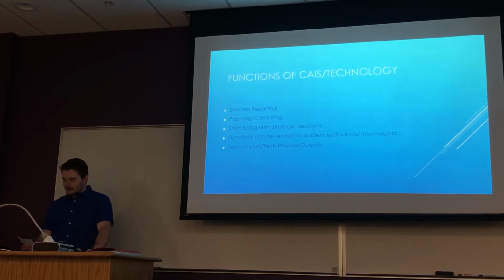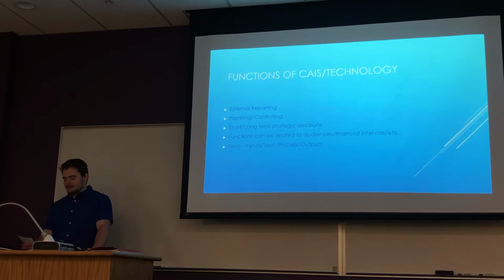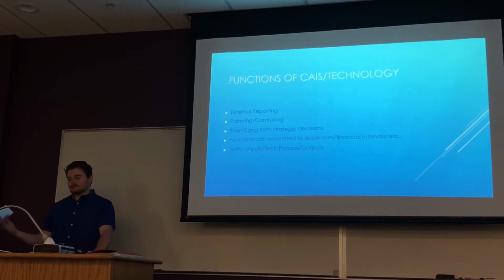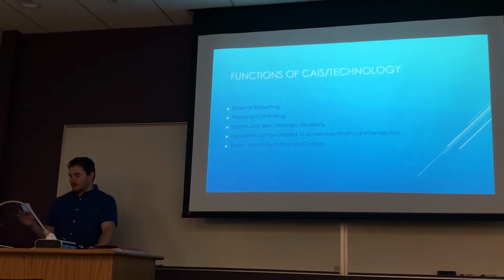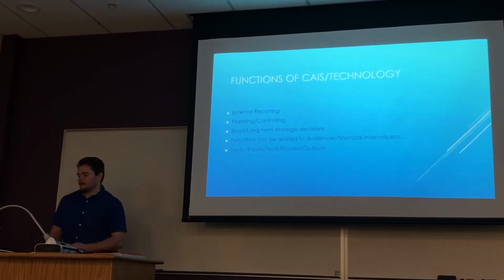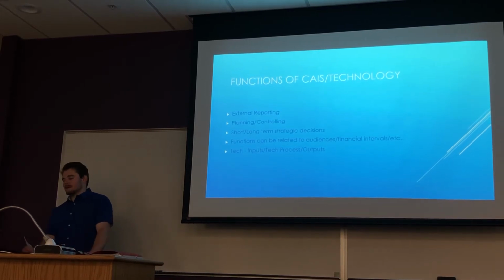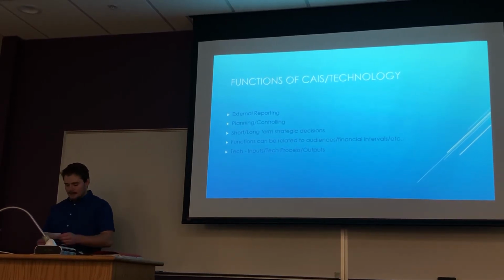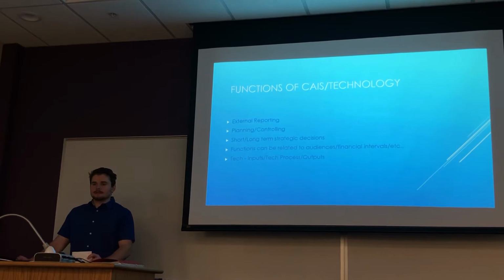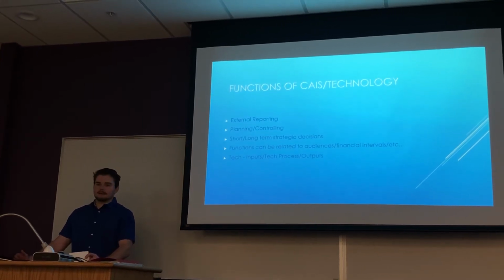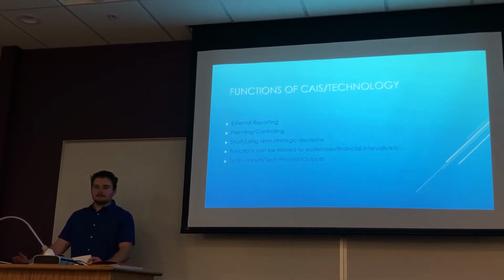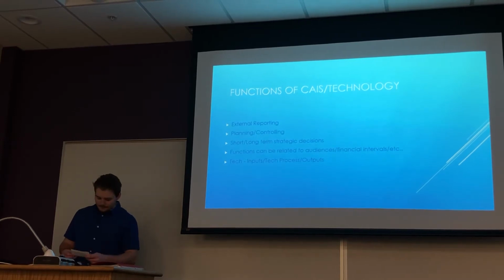The planning and controlling function consists of activities or processes which can be used by management. And that kind of brings us into the next function, which is short and long-term strategic decisions. This is going to be strategic decisions regarding production. Functions can be related to different audiences, financial intervals, etc. This can basically mean a few things. When it means different audiences, that's going to be, for example, the reporting aspect and the investors and the analysts. The financial intervals, that'll consist of the quarterly financial statements.